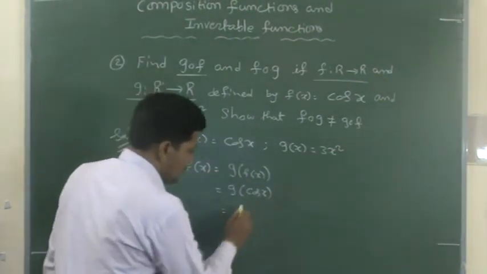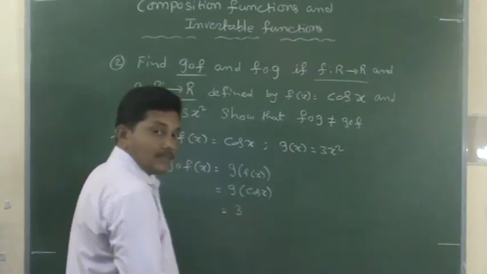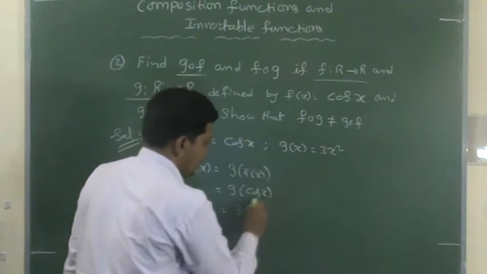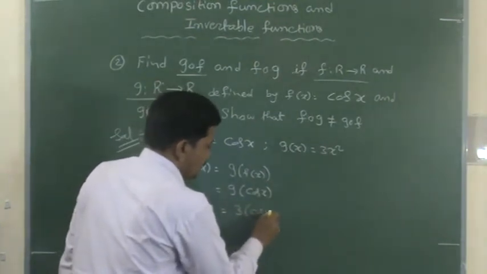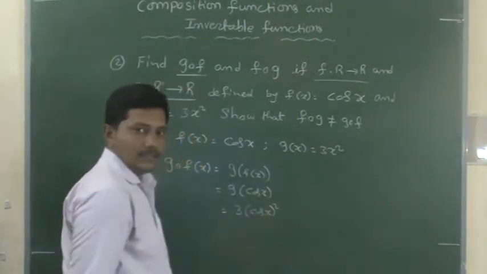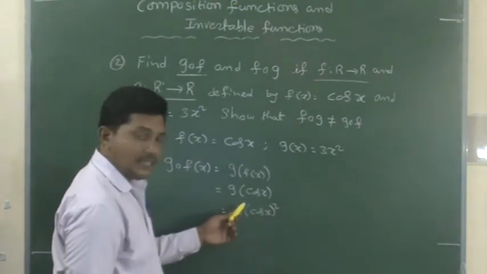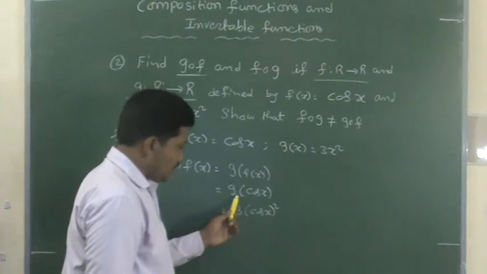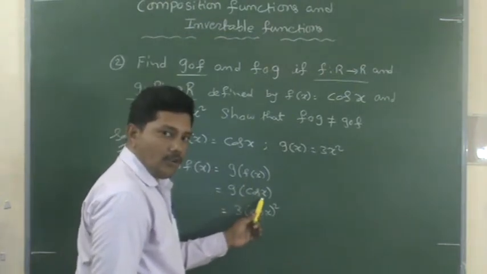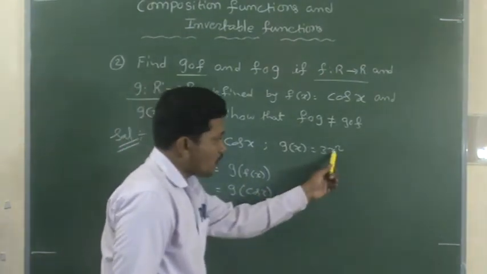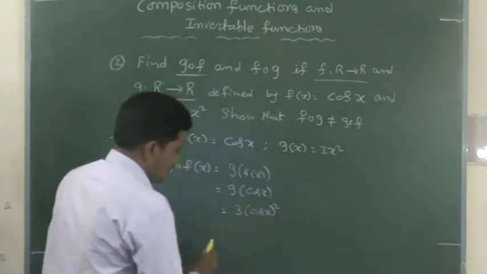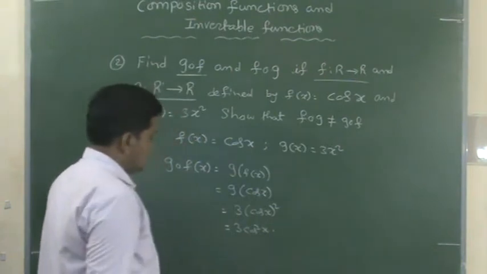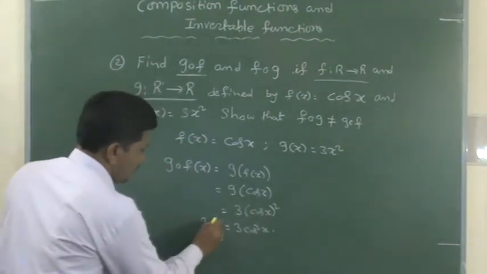So what is the meaning of this? In 3x square, x means here cos x is there. So replace x with cos x, whole square. Do you understand this? Once again I repeat. g of x is the definition 3x square. Here g of cos x is there. So in place of x, I want to write cos x. That is nothing but 3 cos square x. This is nothing but your g circle f.